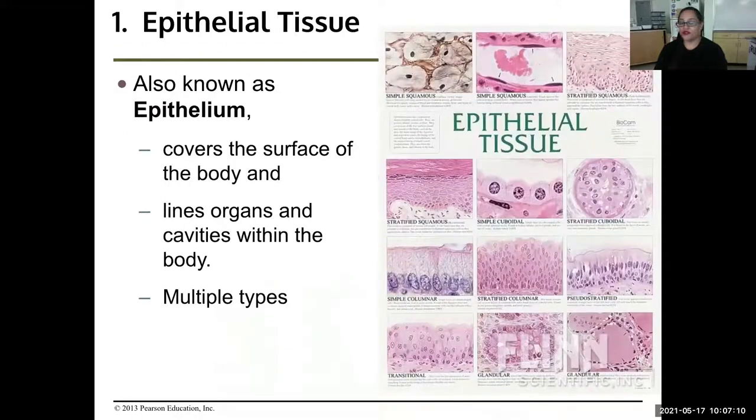Epithelial tissue, also known as epithelium, you can see it referred to both ways. It covers the surface of the body. It lines all of our organs and cavities. And there are multiple types. There's like 7 or 8, oh, well, according to this picture, 9 different types of epithelial tissue. And if you take anatomy, you'll study the individual types. But for now, you just have to know that epithelial tissue is one of the 4 major types of tissues found in animals, in our bodies.